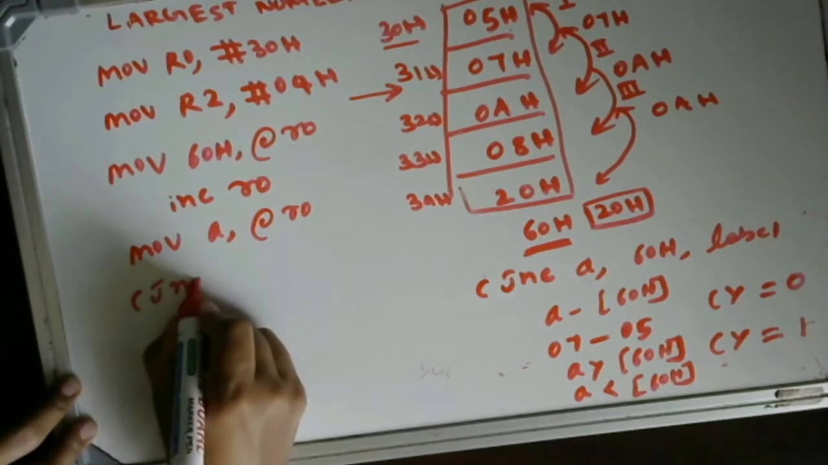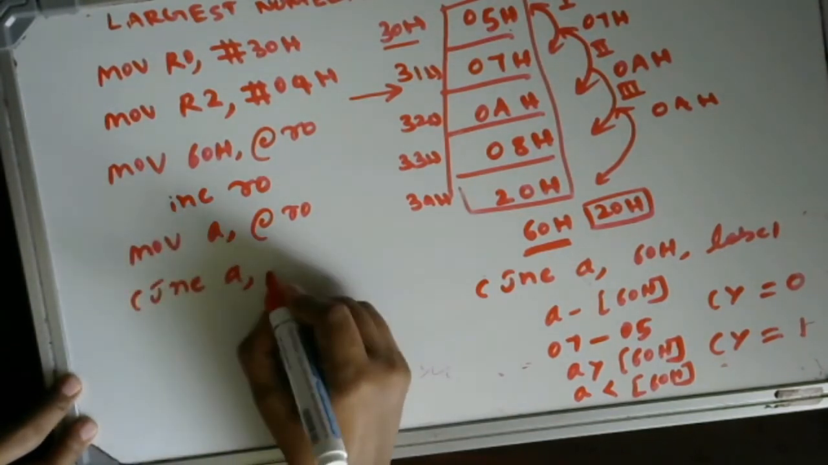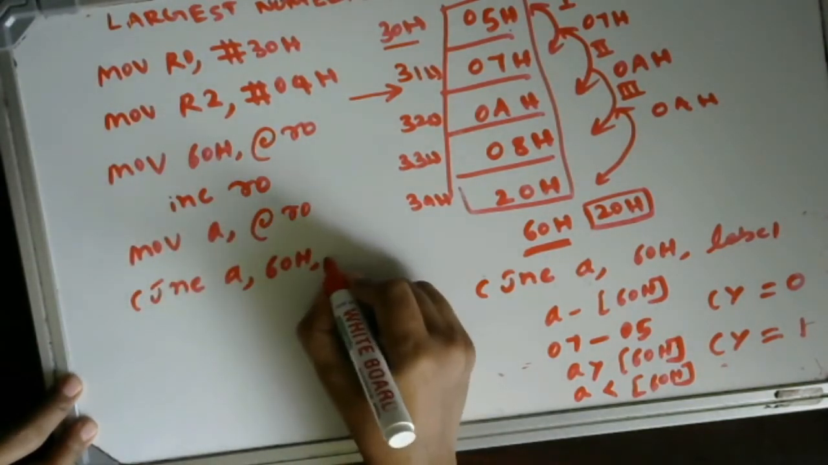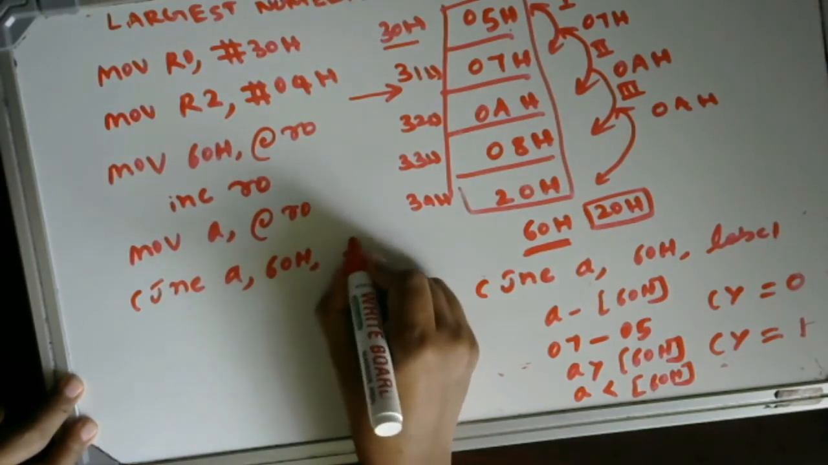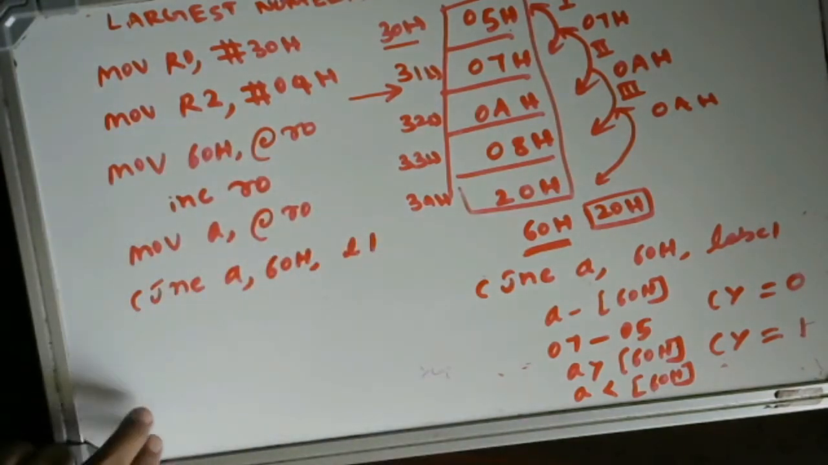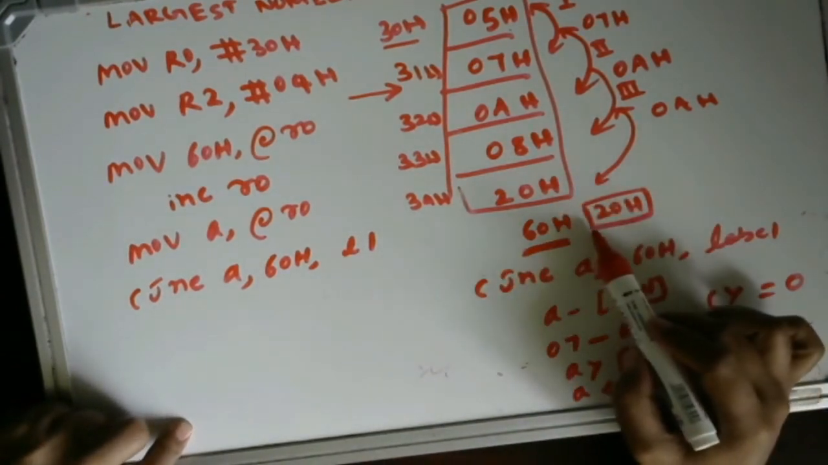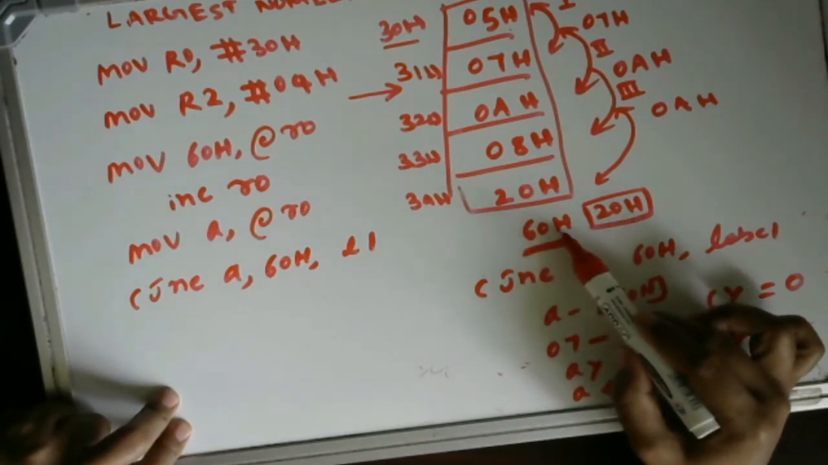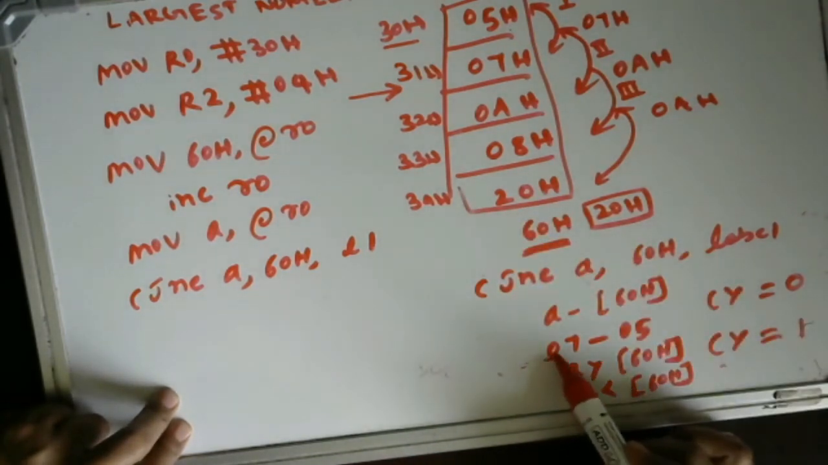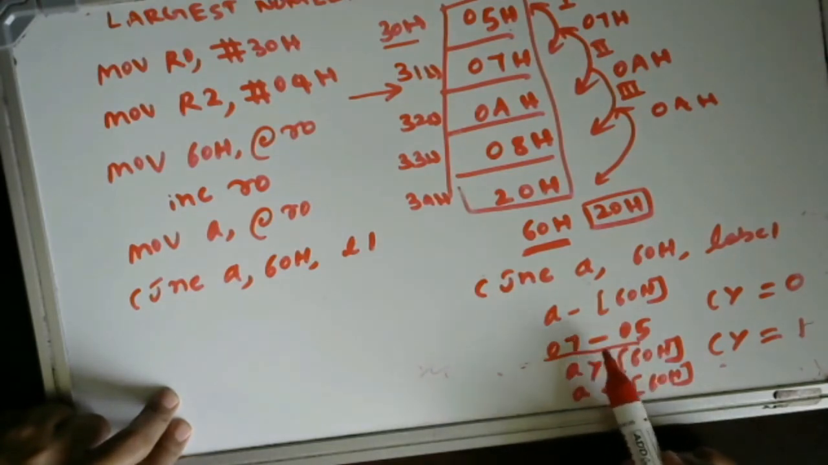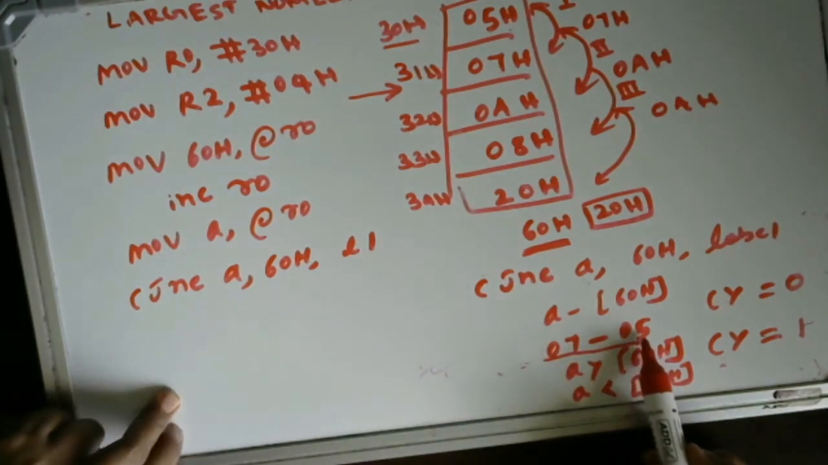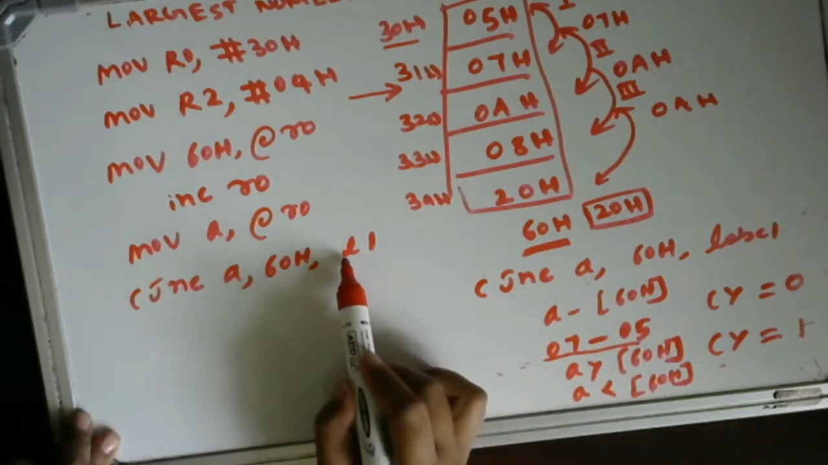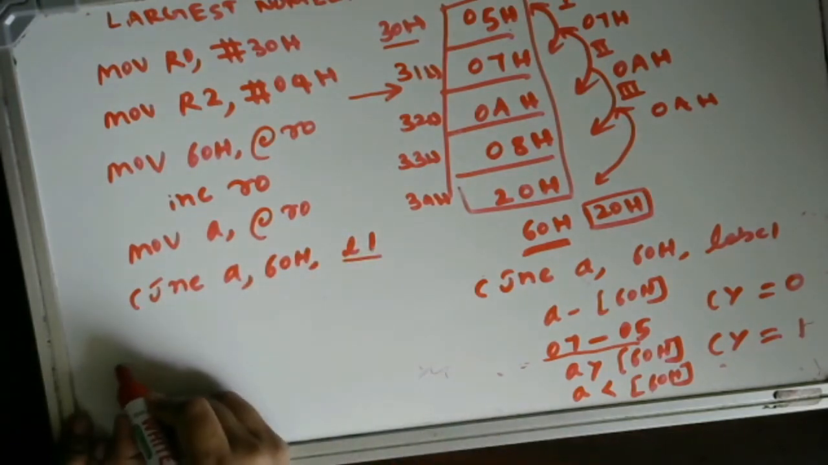Okay, so now we'll use this instruction here. Compare jump if not equal A comma 60H comma label. I'll write it as L1. As I told earlier, we'll keep the largest data in 60H. So we'll take the current example itself, where the accumulator is having 07H and 60H is having 05H. If the numbers are not equal, it jumps to this specified address, that is, I'll write this as L1.